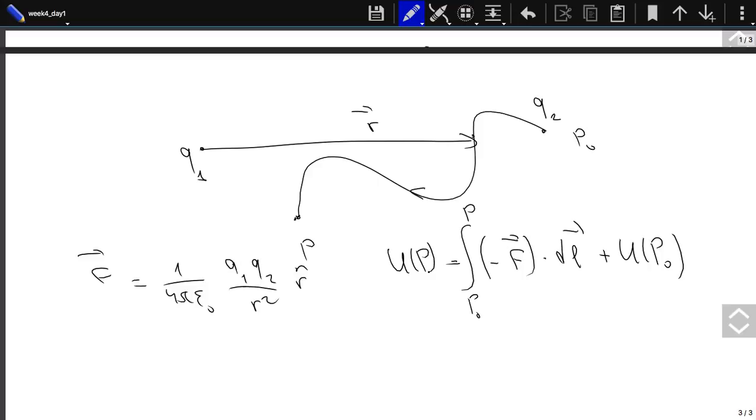Now let's calculate that one. Although I have taken my charge from here to this point along this path, I know that the electric force is a conservative force. So it doesn't make any difference which path I took. I could have as well chosen some other path to go from here to there. Or I could have chosen, let's say, this path.